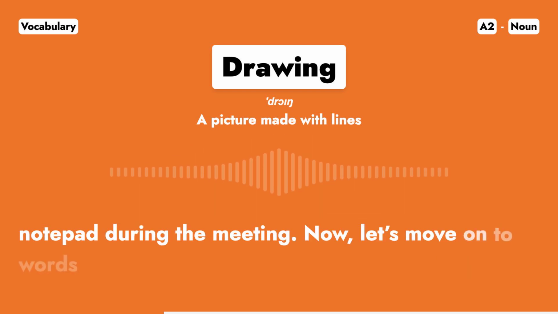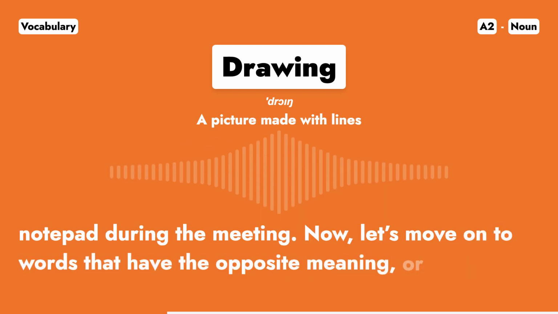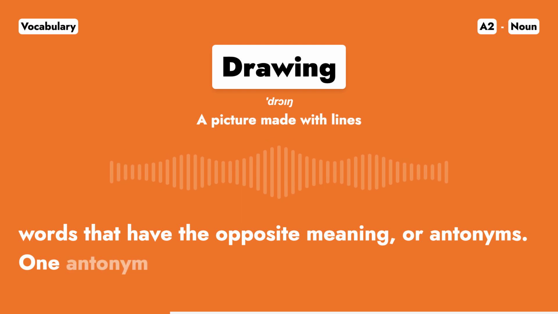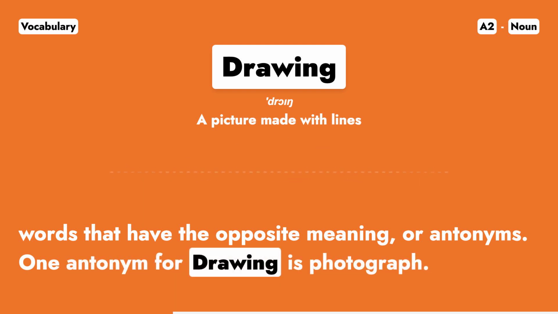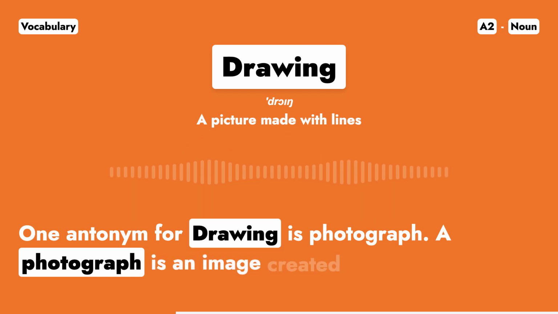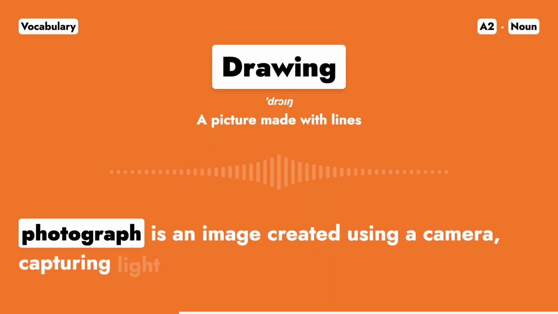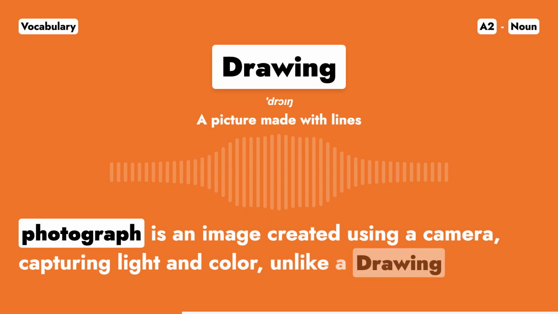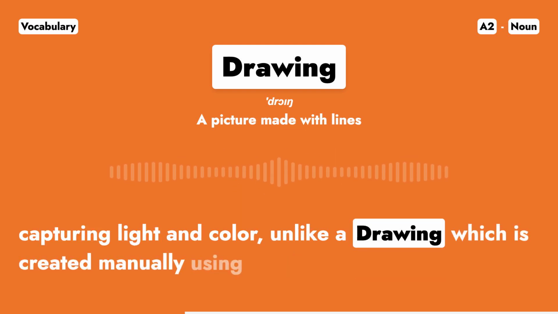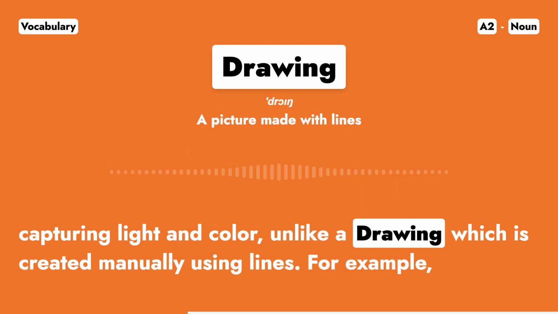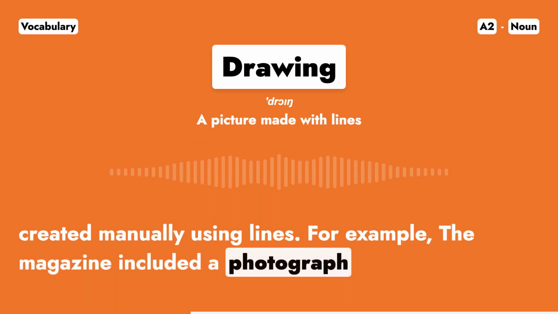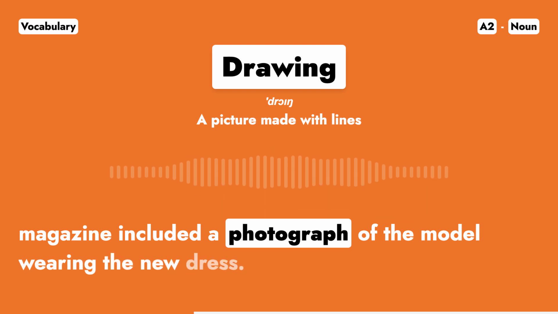Now, let's move on to words that have the opposite meaning, or antonyms. One antonym for drawing is photograph. A photograph is an image created using a camera, capturing light and color, unlike a drawing which is created manually using lines. For example, the magazine included a photograph of the model wearing the new dress.